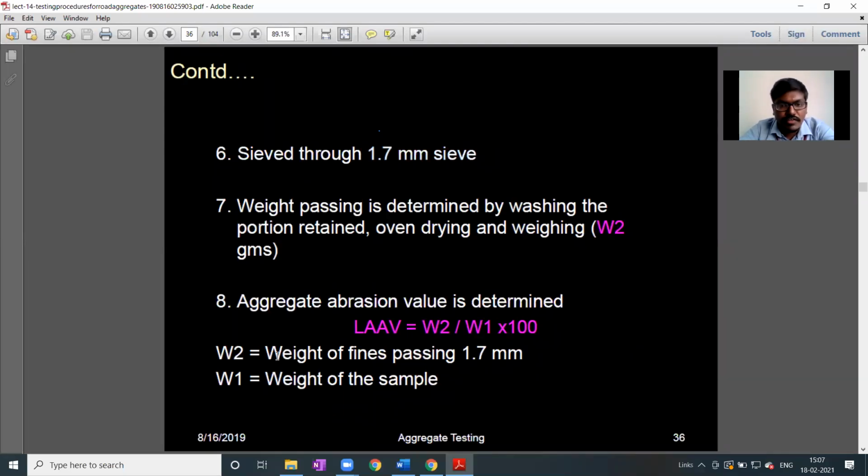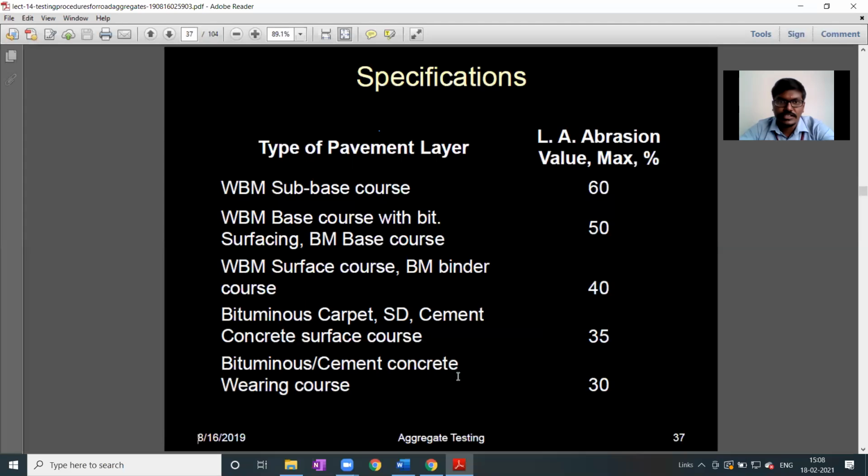So W2 by W1. W2 is the weight of fines passing 1.7. What happens if you take the retained weight? Directly 5 kgs minus the retained weight, if you do that, you'll get the weight of fines passing the 1.7 mm sieve. W1 is the weight of the sample, as already mentioned: ABCD 5 kgs, EFG grade 10 kgs.